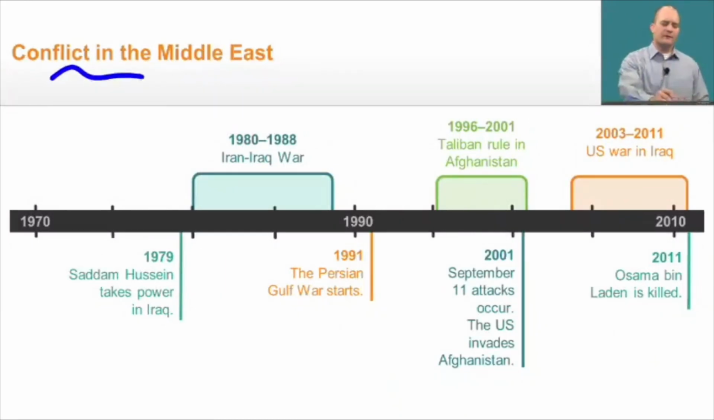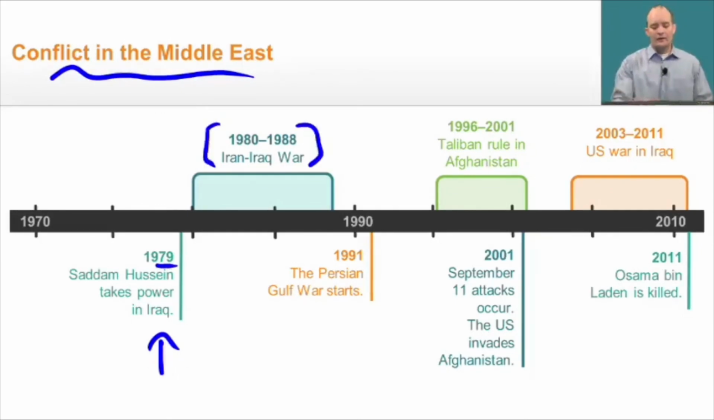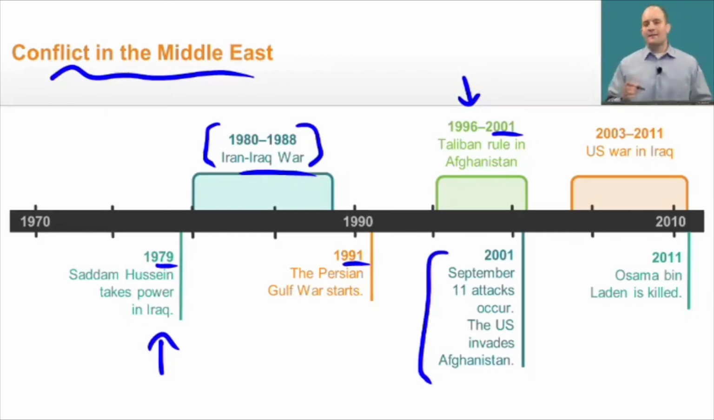This timeline right here does a really great job of showing conflict in the Middle East, and you can see one of the key drivers to that conflict was Saddam Hussein rising to power in 1979. And one year later, you see the 8-year Iran-Iraq War. In 1991, the Persian Gulf War begins. From 1996 to 2001, the Taliban ruled Afghanistan, and using Afghanistan as a base, the Taliban attacked the United States on September 11th, 2001. And this attack led to the U.S. invading Afghanistan to remove the Taliban from power.